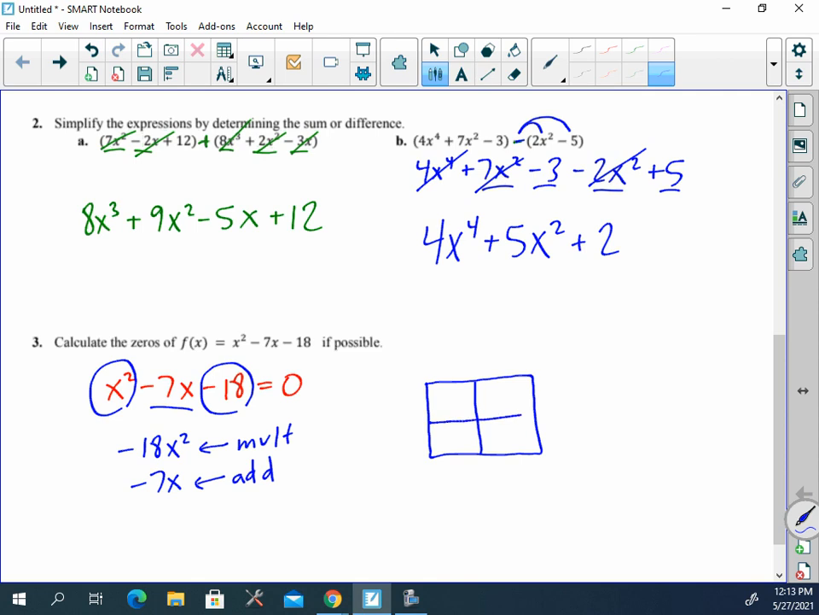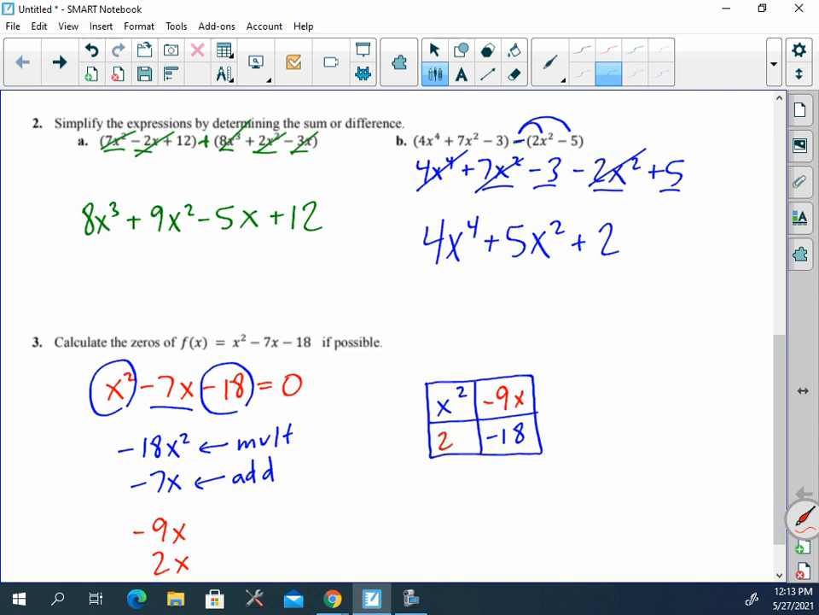Okay, so when we take a look at this here, we want x squared in the top left and minus 18 in the bottom right. Who can tell me the two pieces that are going to multiply to here and add to here? Negative 9x and positive 2x. Does everybody agree with that? Yes. Adds here and multiplies there. Looks good. So let's put them in there. Doesn't matter which one goes where.